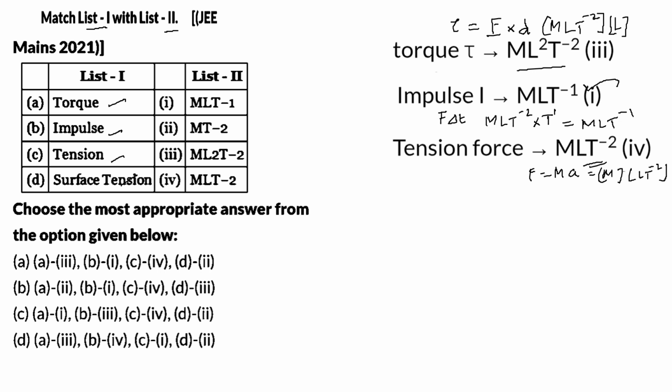Surface tension is nothing but force per unit length. Force is M L T power minus 2, divided by length L, hence L and L cancel. Finally, we get M T power minus 2.